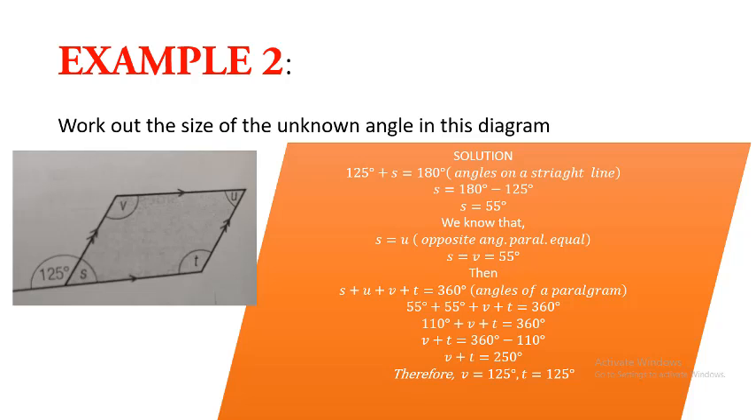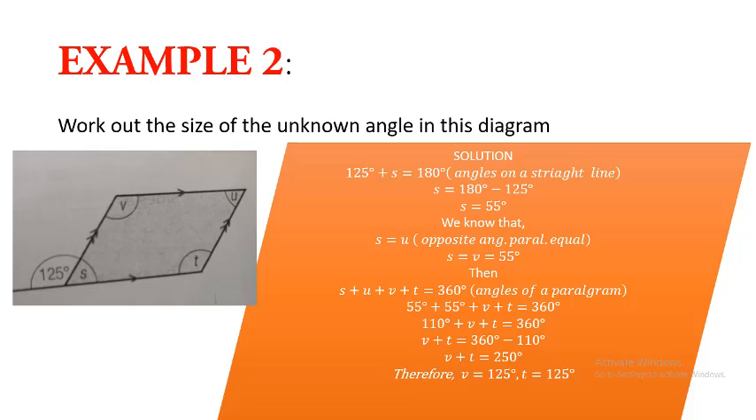Now, we know that angle S is 55 degrees and angle U is 55 degrees. If we add these angles, we find that the answer is 110 degrees. So 110 plus V plus T is equal to 360 degrees. So let us subtract 110 from 360 degrees. Then you are going to get the answer 250 degrees.